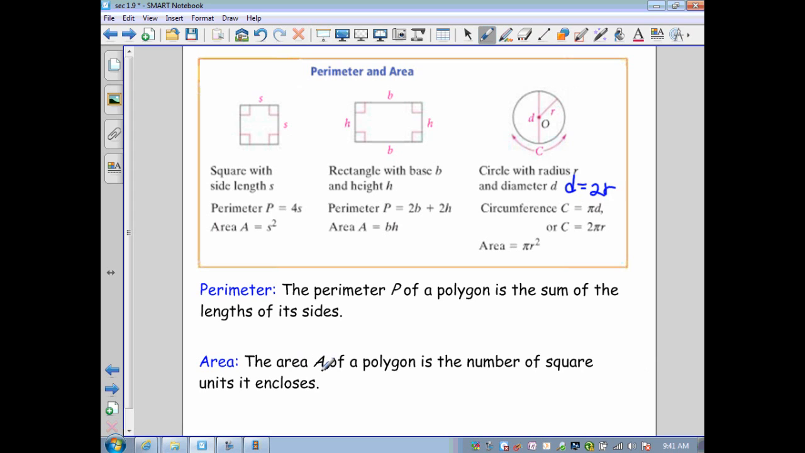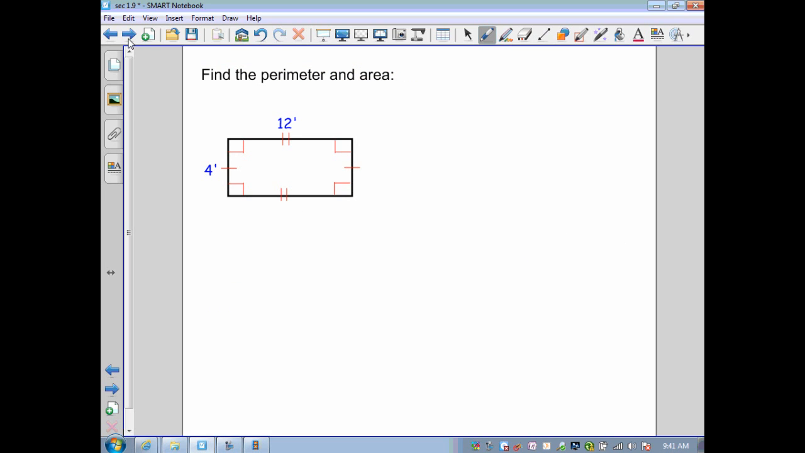The area A of a polygon is the number of square units it encloses. For a square, we have the area equaling A equals s squared. For the rectangle, that is the base times the height, and the area of a circle is pi times r squared. For our first example, they want us to find the perimeter and the area.